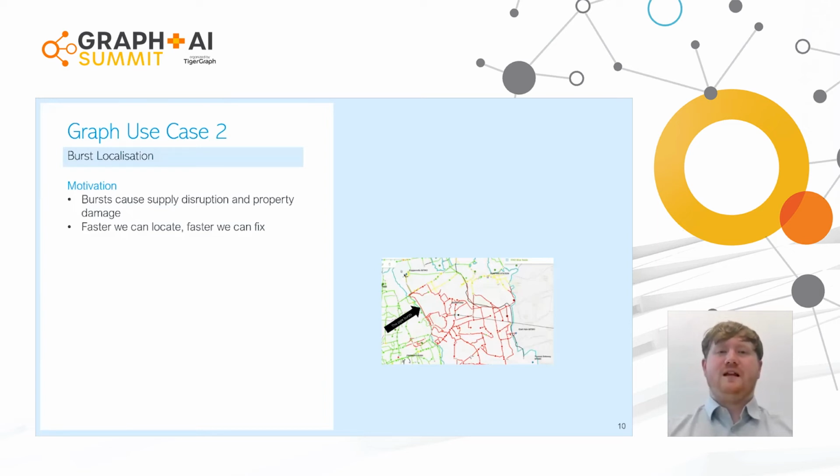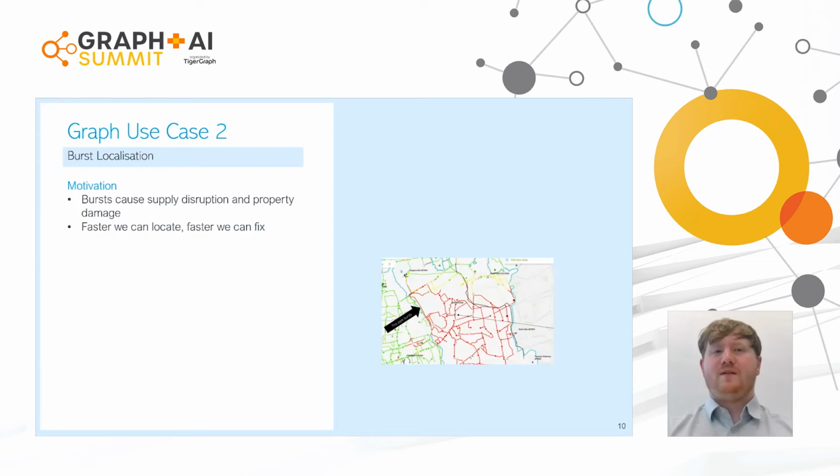And if these bursts are really large, then they can cause flooding and property damage. The water can collect in the road, it can overwhelm the sewage system, and it can cause flooding in people's basements. And so this can cause quite a big problem for both our customers, but also Thames Water as well.